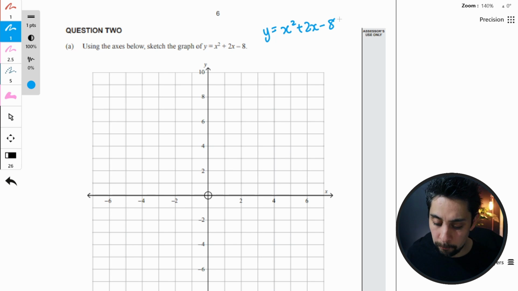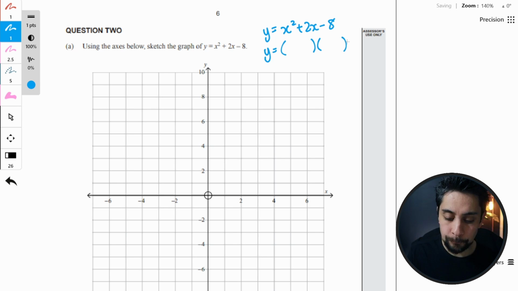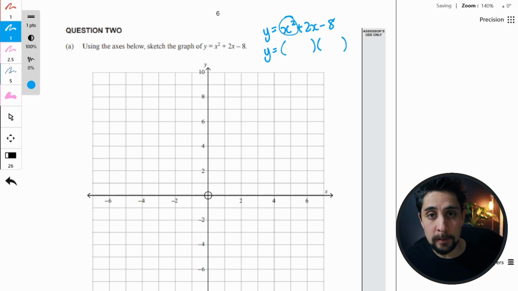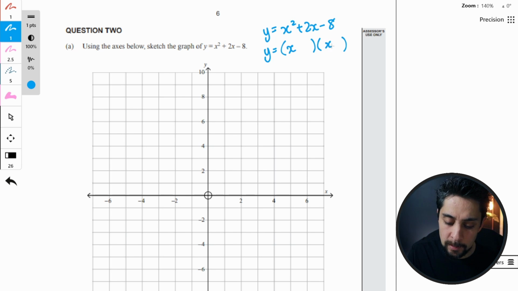Now, when we have a problem like this, we're going to split this up into 2 sets of brackets. In the first bracket will be what multiplies together to get that first value, so we're going to get x and x. In the second part, we're going to have 2 numbers that multiply to get negative 8, and also those numbers need to add to get positive 2.